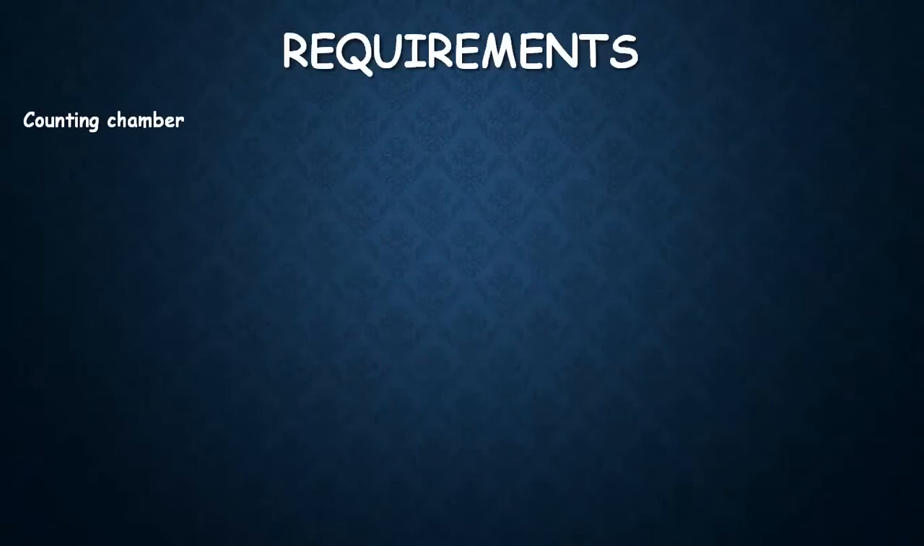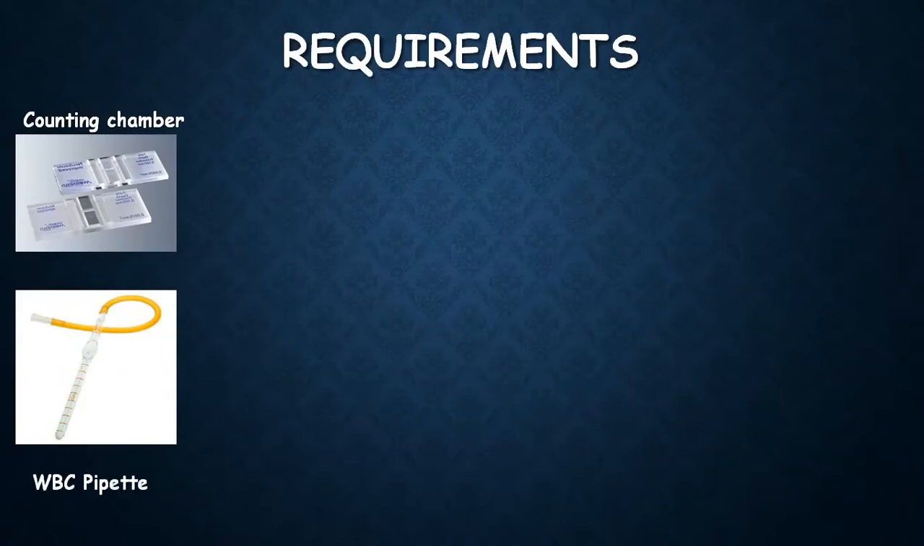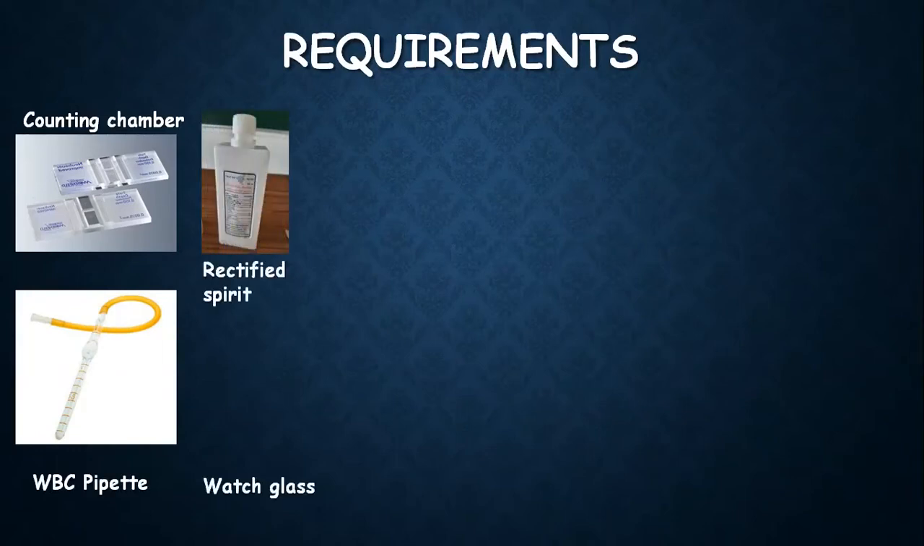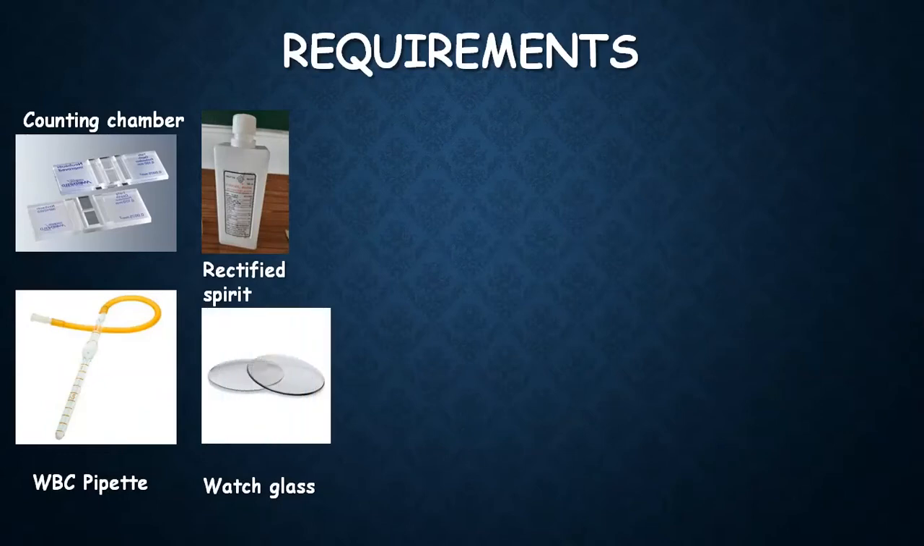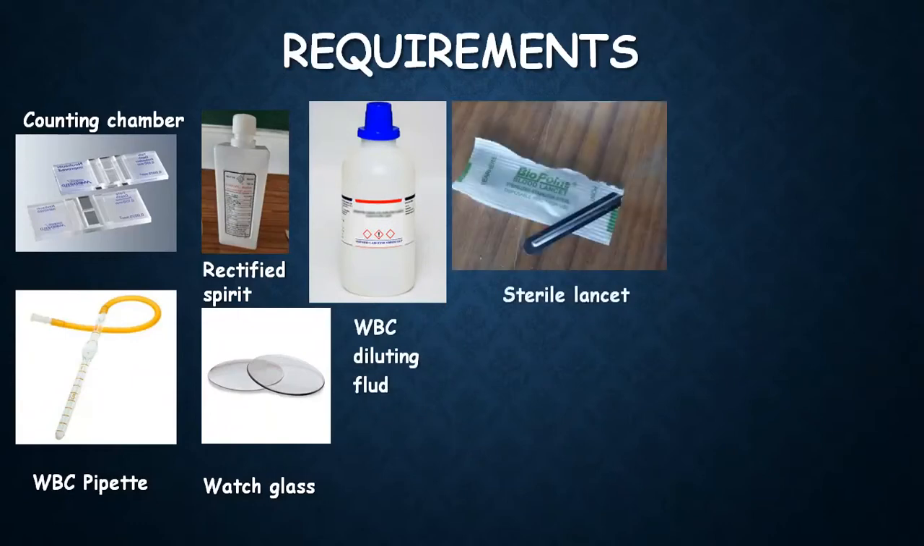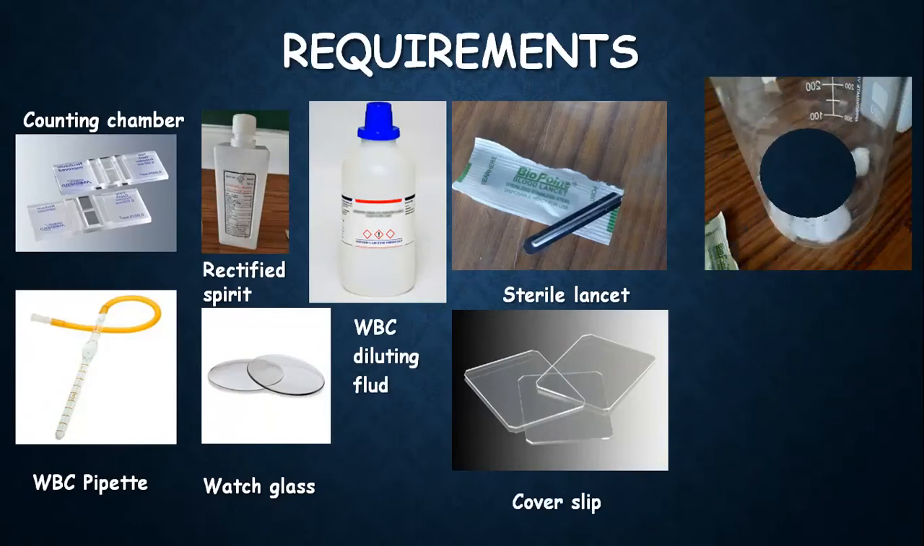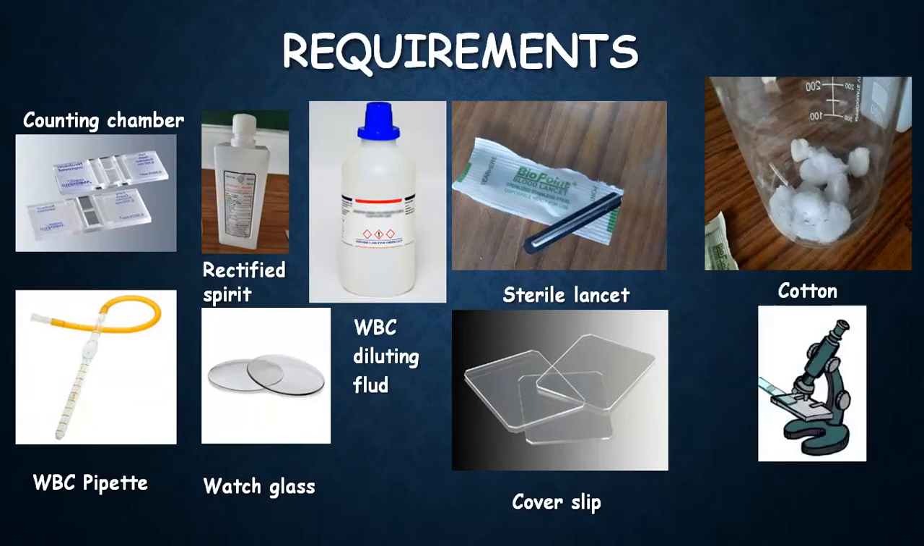Requirements are counting chamber, WBC pipette, rectified spirit, watch glass, WBC diluting fluid, sterile lancet or needle, cover slip, cotton and the microscope.